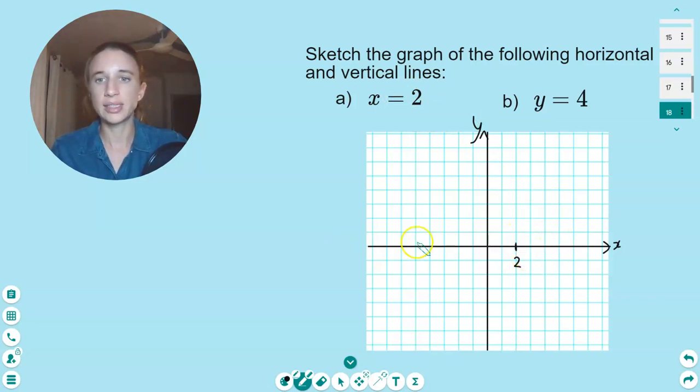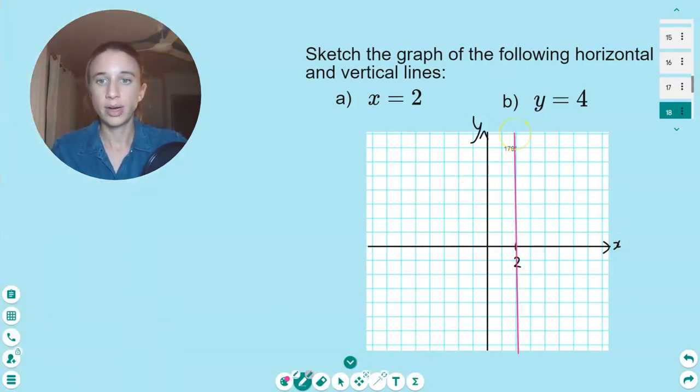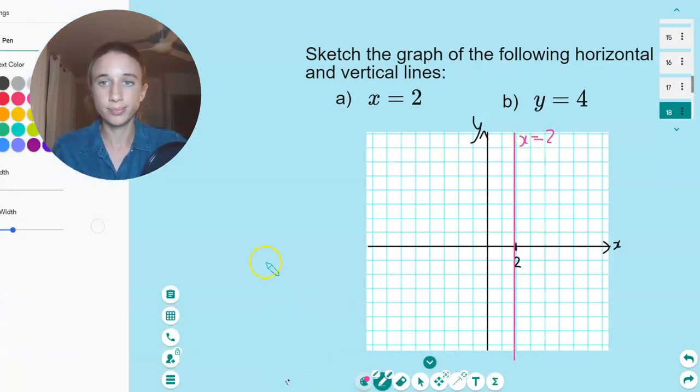opposite of what you think. The x-axis is horizontal. The graph of x is vertical. The graph of x equals something is vertical. So this is the graph of x equals 2.